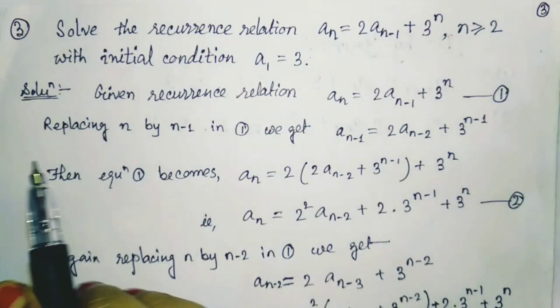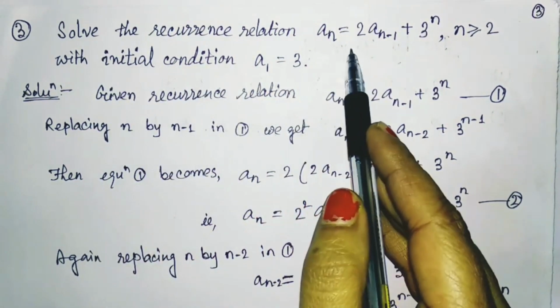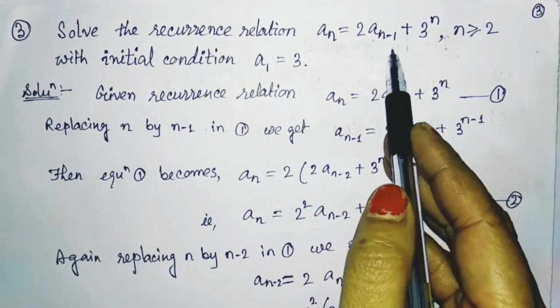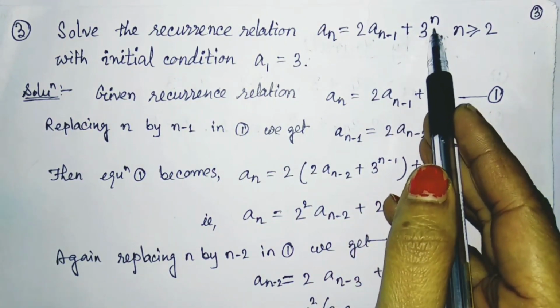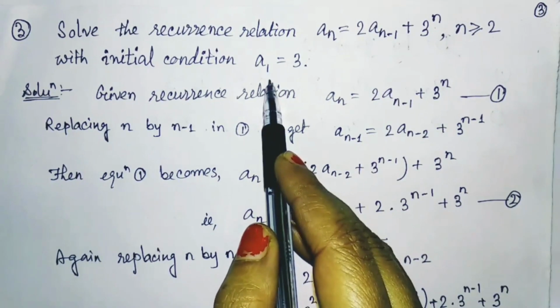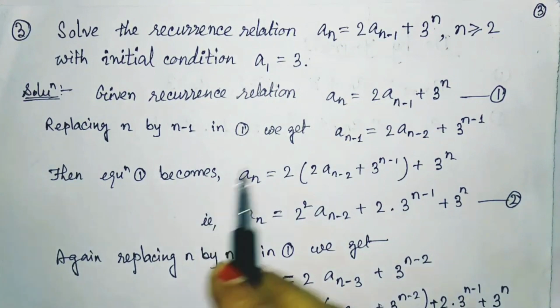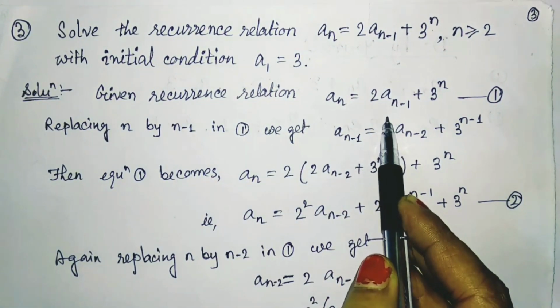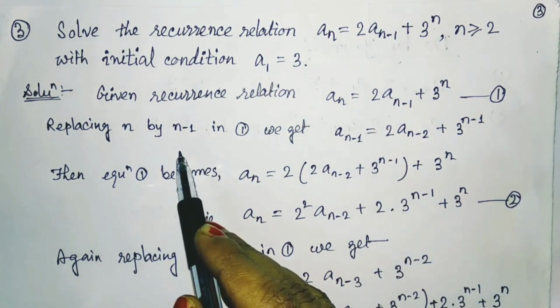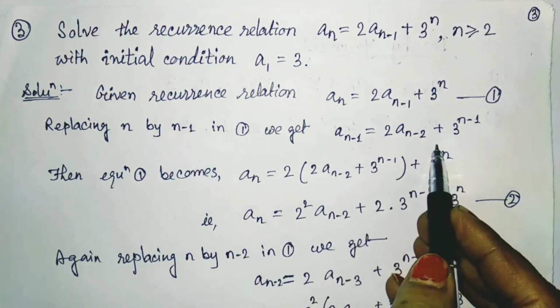So one more example of the same kind. Solve the recurrence relation an equals 2 into an minus 1 plus 3 to the power n, where n is greater than or equal to 2 and the initial condition is given as a1 equals 3. For its solution, again in this recurrence relation, we substitute n by n minus 1 and we will get an minus 1 equals this one.